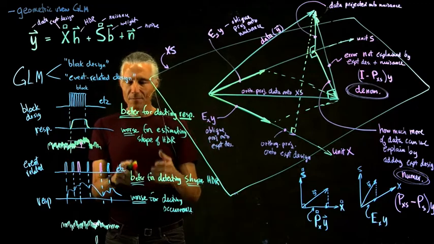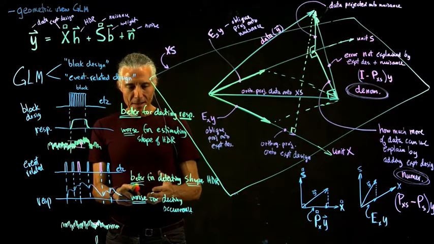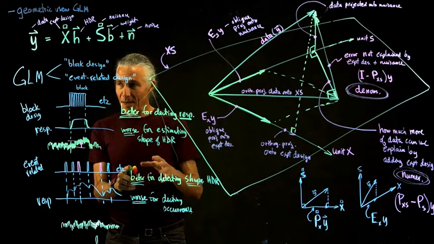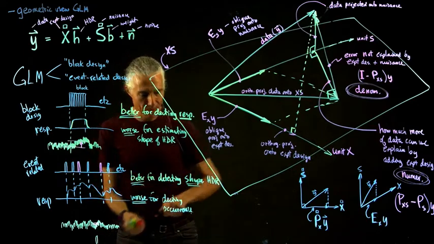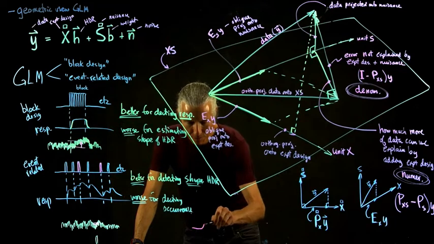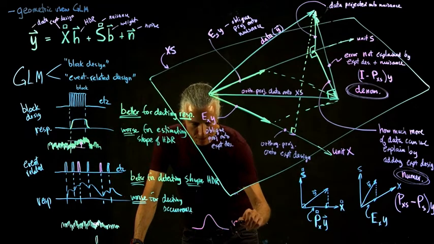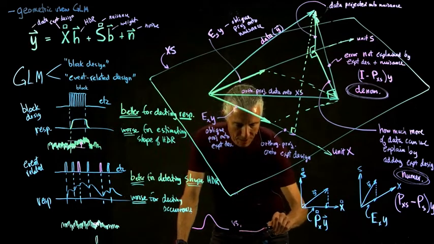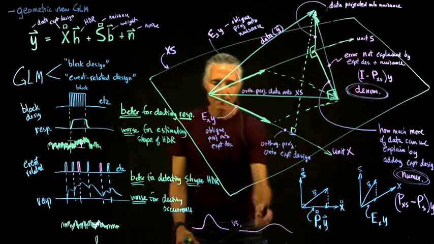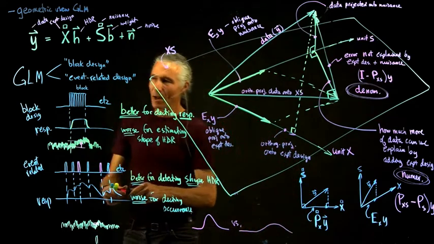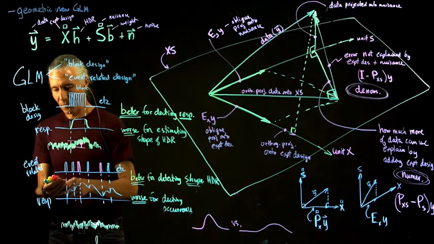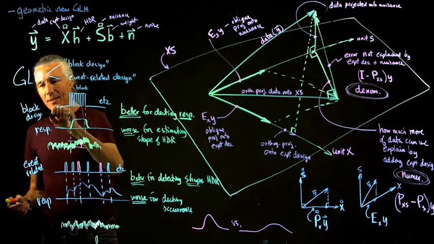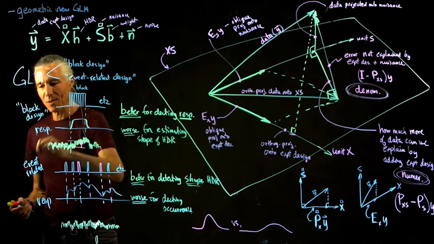If you are, on the other hand, interested in the actual shape of the hemodynamic response function, like does it go up quickly, versus it's a very slow, leisurely thing, then you generally want an event-related design. But in some respects, these are basically the same thing.